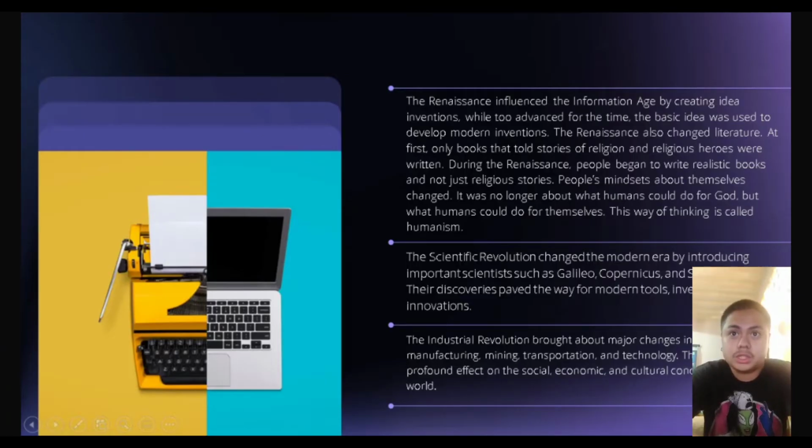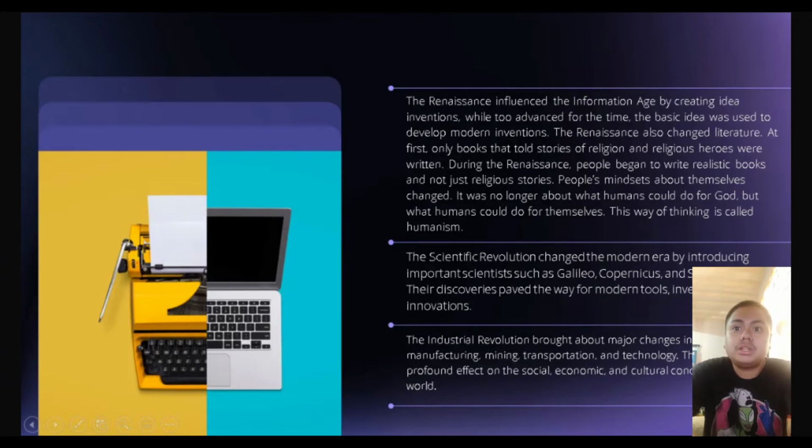The Renaissance affected the information age by inventing concepts that were later used to develop current technologies. All while being centuries ahead of their time, the Renaissance had an impact on literature as well. Only religious writings and religious heroes were originally published. People began to make realistic works rather than religious fiction throughout the Renaissance. People's perceptions of themselves shifted, and it wasn't about what humans could do for God anymore. Instead, it was about what humans could do for themselves. Humanism is the term for this way of thought.